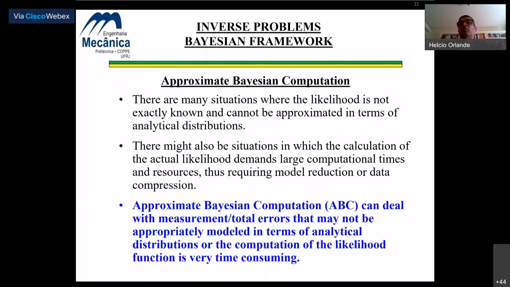However, there are many situations where the likelihood is not exactly known, and cannot be approximated in terms of analytical distributions. There might also be situations in which the calculation of the actual likelihood demands a large computational time, thus requiring model reduction or data compression. For these situations, the approximate Bayesian computation or ABC techniques can be applied because they deal with the measurement or total errors that may not be appropriately modeled in terms of an analytical distribution, or with the computation of the analytical likelihood function, which can be very time consuming.